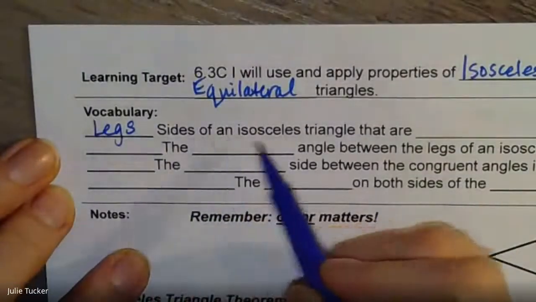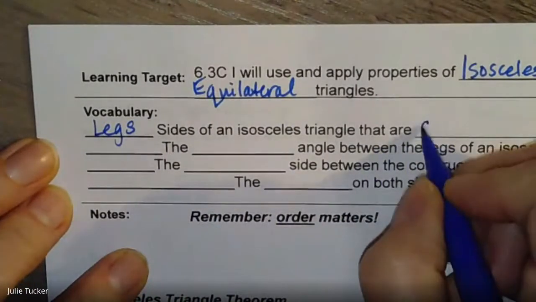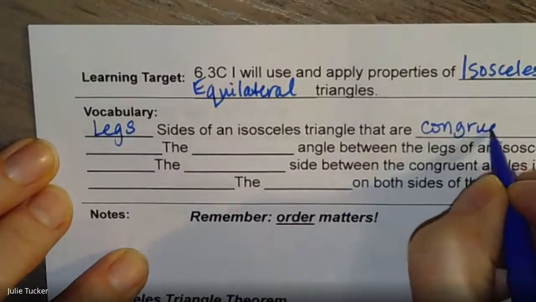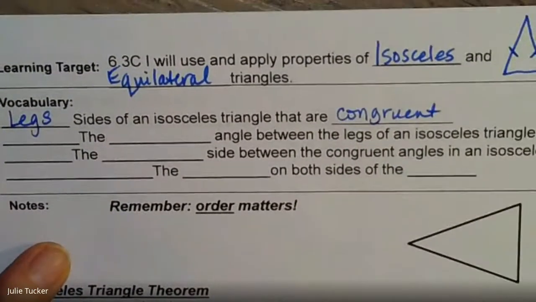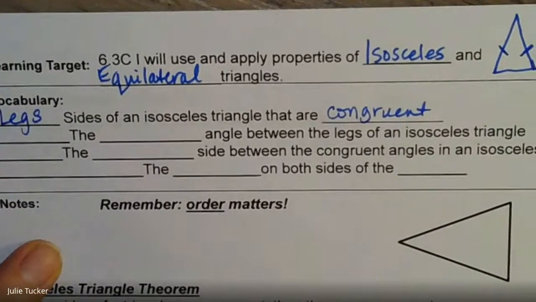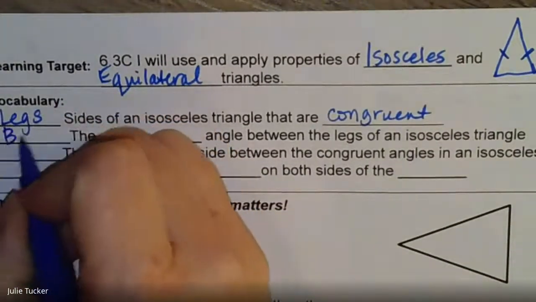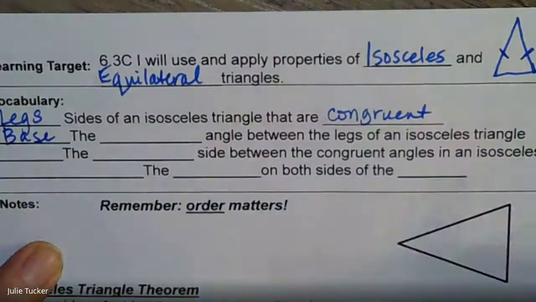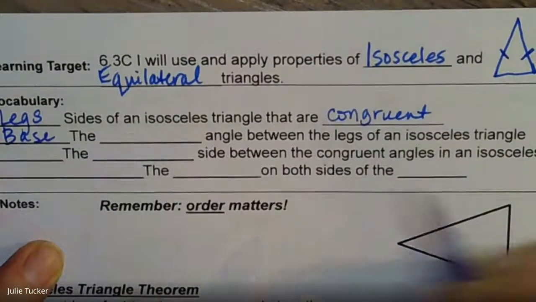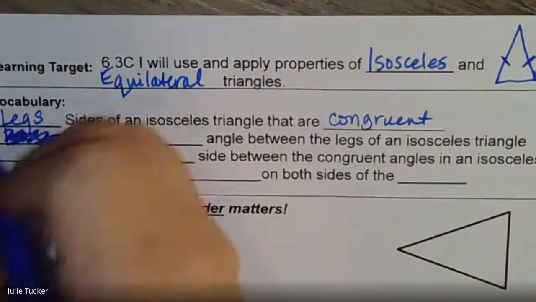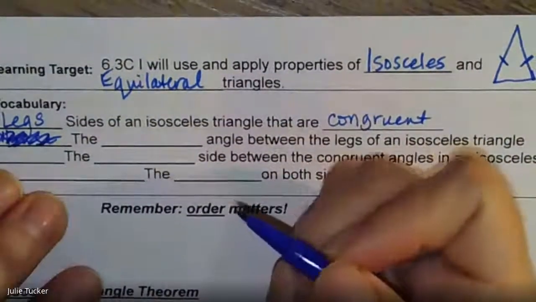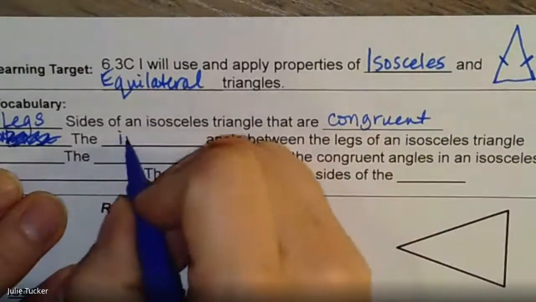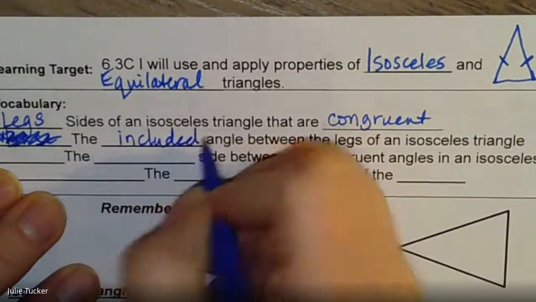The sides of an isosceles triangle that are congruent. Okay, and then, okay, this is the word base. So this is the other side. I don't know why I said the wrong thing. I'm sorry. This is vertex angle. The included angle between the two sides that are congruent.